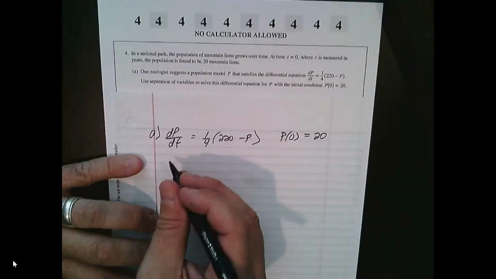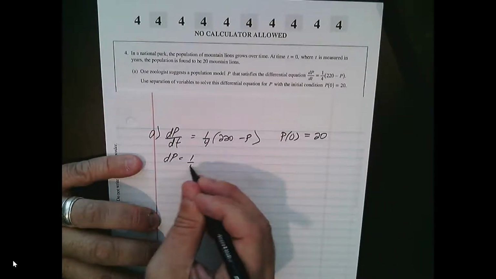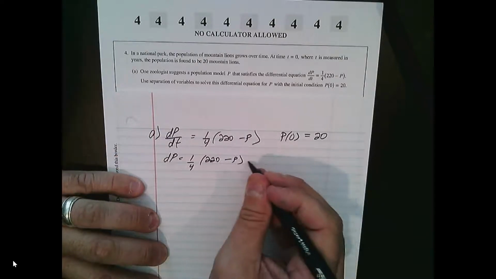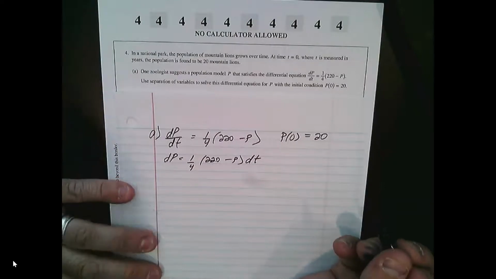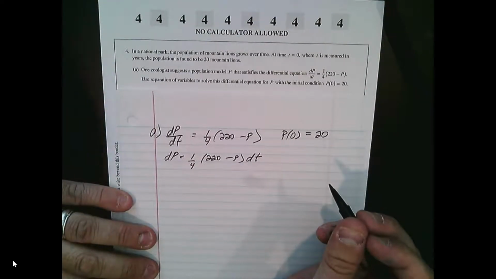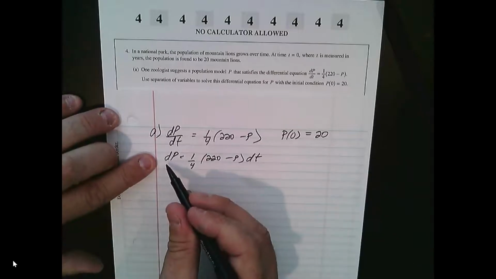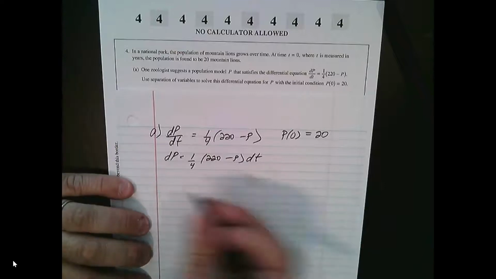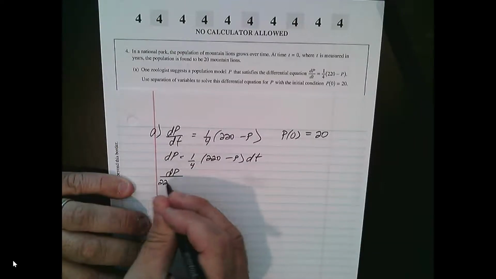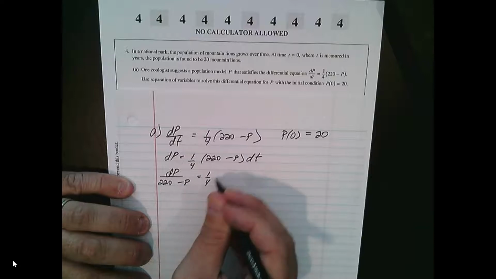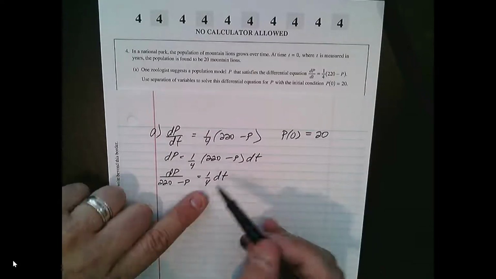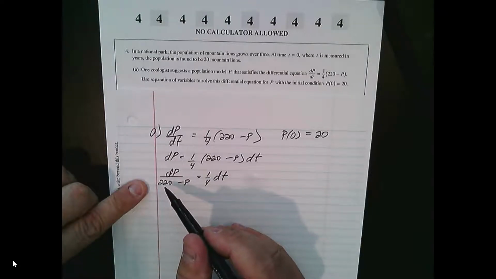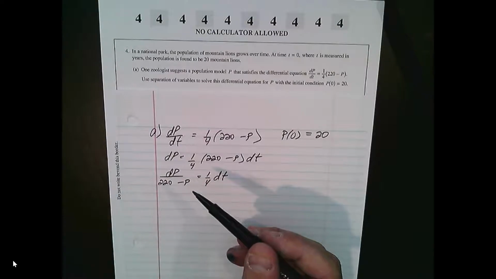We know that we need to use separation of variables, so I'm going to multiply both sides by dt. dP is 1/4 of 220 minus P times dt. I need to separate the variables using legal algebra. I see the dP over here, and I see this part on the right-hand side that involves the P. So I'm going to divide both sides by 220 minus P. Now I'm going to leave the 1/4 on the right-hand side. If you wanted to, you could divide by 1/4 over onto the left, but that is just going to be a major pain.